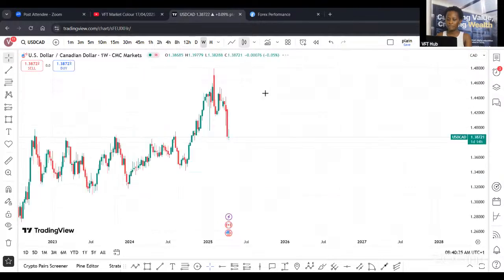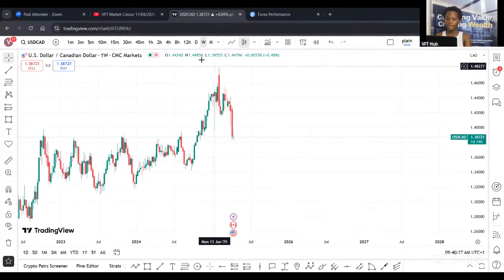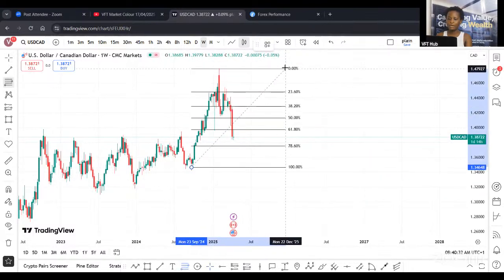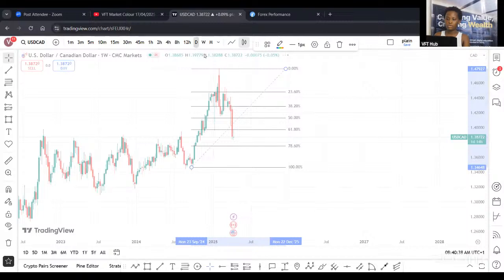Okay, so the final asset class we're looking out for is now the USDCAD. USDCAD has been selling for a while. However, on our weekly time frame, our major structure is still very much to the upside, and all of these sells are looking like minor structural movements, temporary retracements, right? Okay, having that in mind, let's go down to the daily time frame.